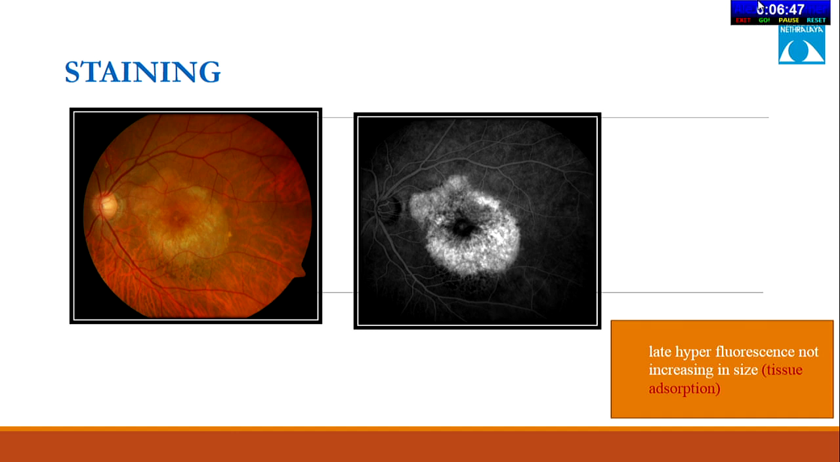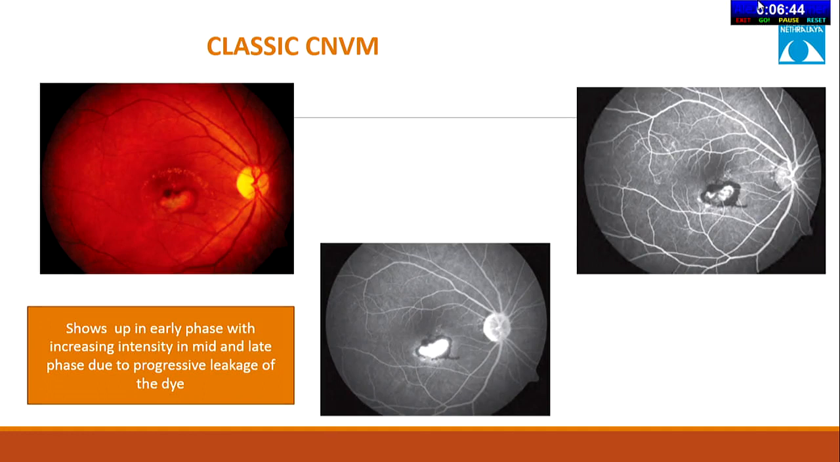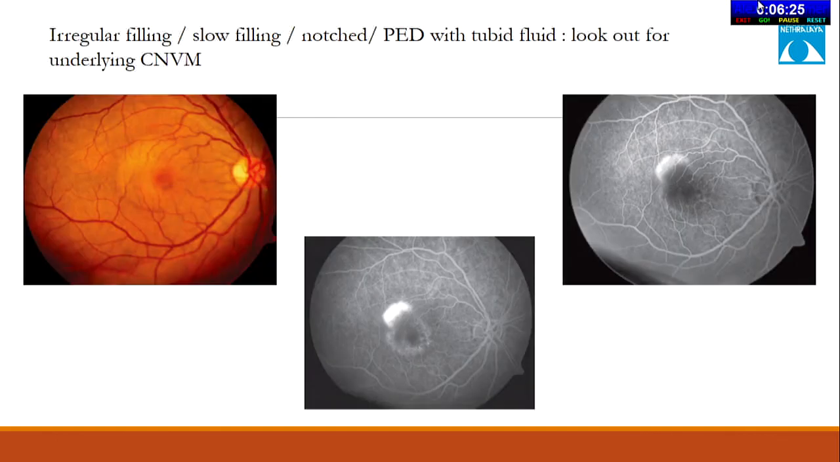Coming to CNVM, the parafoveal capillary branch network of hyperfluorescence starts early in the angiogram, keeps increasing in intensity, and leaks in the late phase. If there is a large PED with irregular filling, we should suspect an occult CNVM, which has to be confirmed with an OCT or an ICG. We are not talking about ICG because it is not included in the topic.